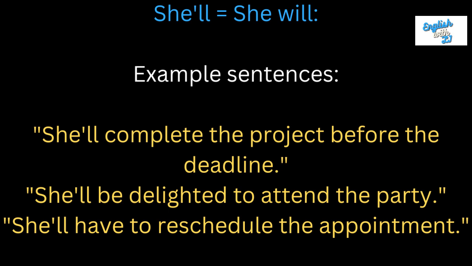She'll. Right, it's spelt very similar to shall, but obviously there's the apostrophe there, and it's not pronounced "shall". So she will, shall. It's she'll complete the project before the deadline. She'll be delighted to attend the party. Now we need to make it quicker, so it's she'll have to reschedule the appointment. She'll.